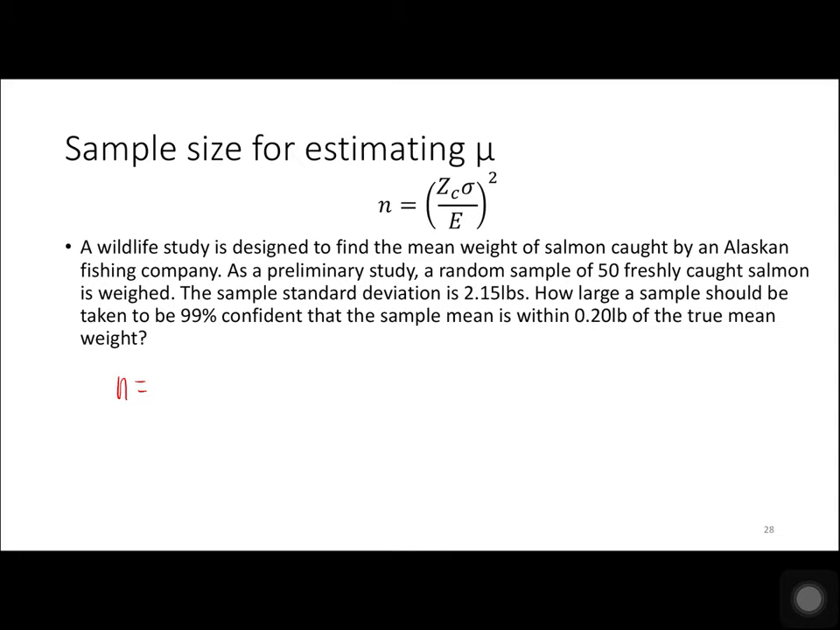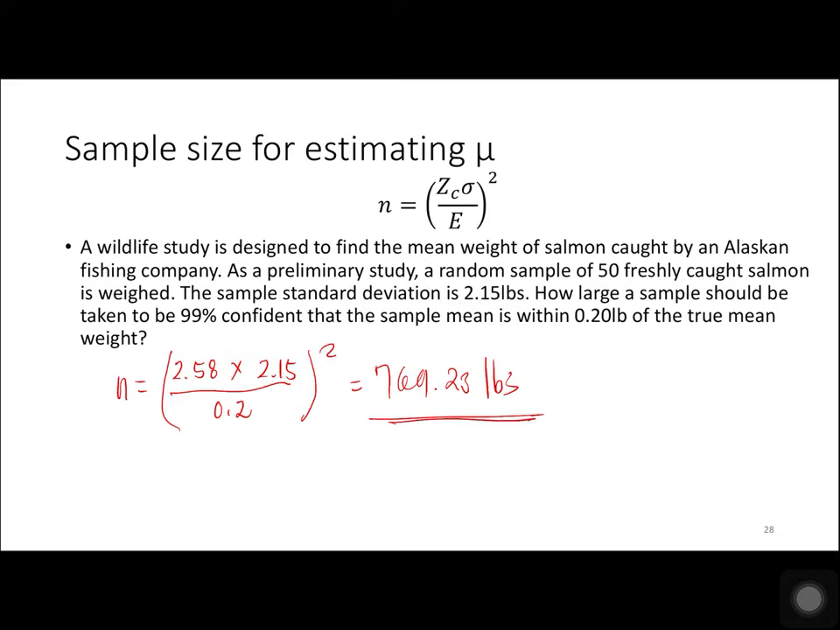So for this one, our n is equal to, what is our Z? At 99%, that is 2.58 times our standard deviation of 2.15 pounds divided by our E of 0.2 pound, squared. So what is our sample size? We have 2.58 times 2.15 over 0.2. We have 769.23 pounds. So this is our sample size.